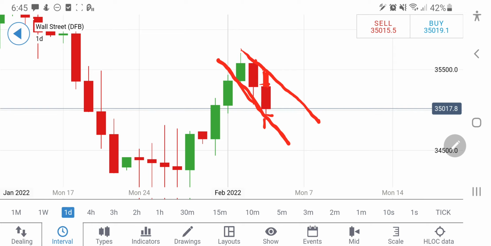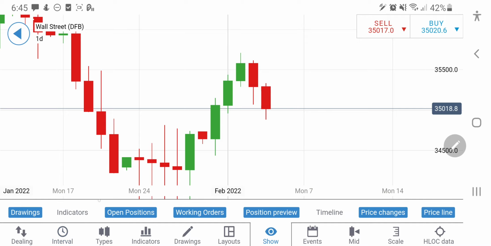And now it is slated to achieve the high. So one probability is that it can try to achieve 35,500 and then drop and close towards the 35,200 or 300 zone somewhere here. This is another probability which can happen on US30. Now let's have a look at the indicators.